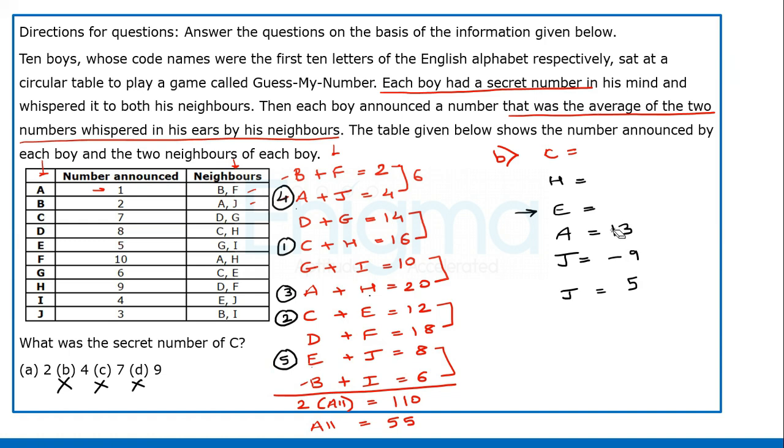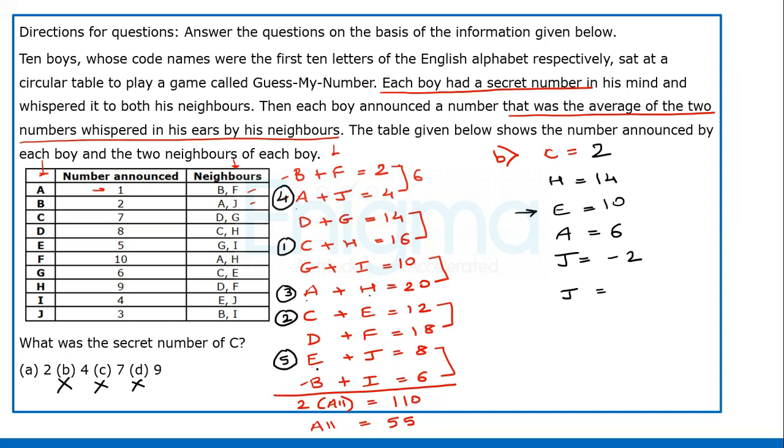Now, let's try the first alternative, that is C equal to 2. Now, if C equal to 2, then H becomes 14. H is 14, so A becomes 6. C is 2, so E becomes 10. Now A is 6, so J becomes -2.